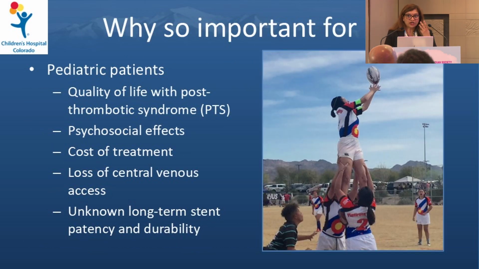So why is this so important for children? Well, it's because our pediatric patients have much of their life ahead of them. And so quality of life, if you actually do have post-thrombotic syndrome after having a blood clot, a deep vein thrombus, then you actually do have to worry about how they're going to be living the rest of their life. What are the psychosocial effects of that? What's the cost of treatment? They may lose their central venous access at some point. And then if we stent them, what's that long-term stent patency and durability?